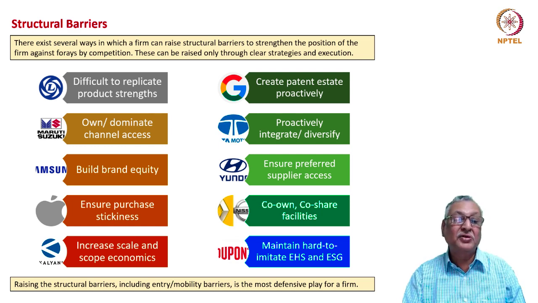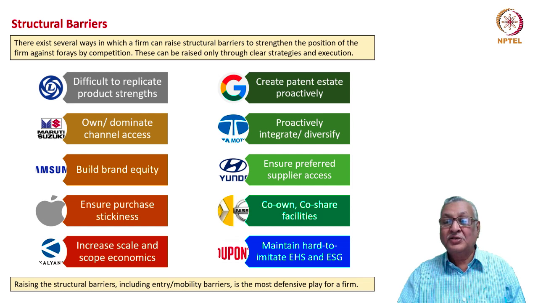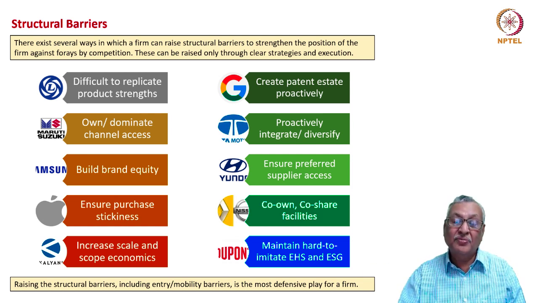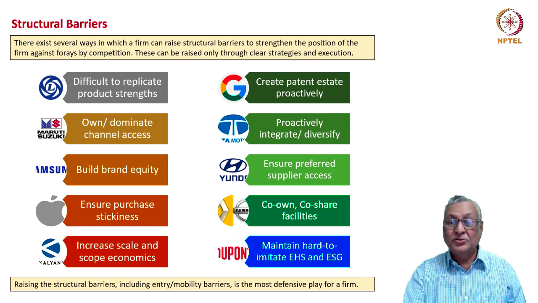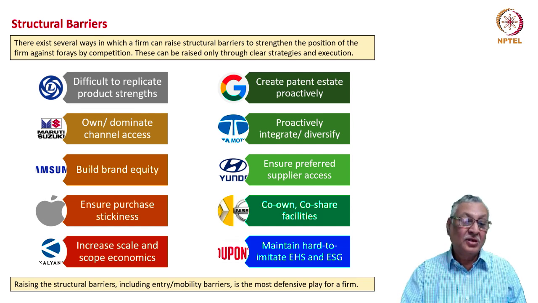Samsung builds brand equity through continuous advertisement, launch of several products which have high visibility. Hyundai ensured preferred supplier access. It brought several Korean companies instead of relying solely on indigenous as well as Suzuki related vendors. It brought its own Korean supplier vendors and provided supplier access.